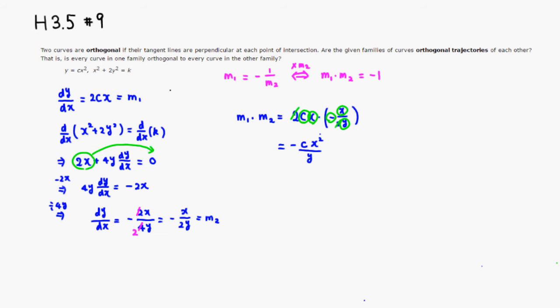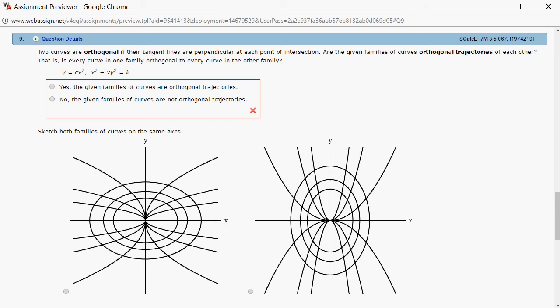Now if you look at the first equation, y and cx squared are the same thing. So here we can put negative y, since cx squared is the same as y, and you have y on the bottom. We can cancel those to get negative 1, which tells you that they're orthogonal trajectories. So to answer the question, yes, the given family of curves are orthogonal trajectories, because every time they intersect, they intersect perpendicularly, or orthogonally. That's another word.